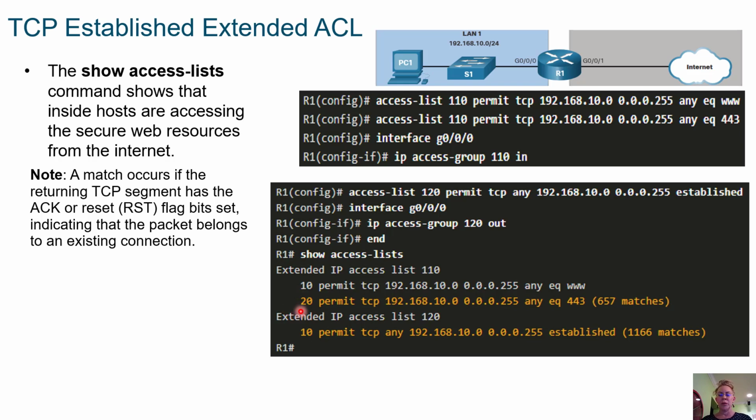Now in this case, you can see what's being generated is HTTPS traffic, right? So this PC1 is using HTTPS. We've had 657 matches, and when we're coming back, we've had 1,166 matches for responses. This does a nice job of explaining why that's happening, right?